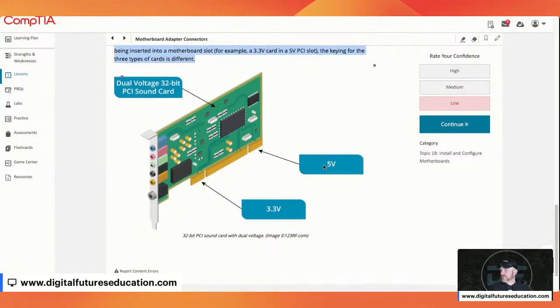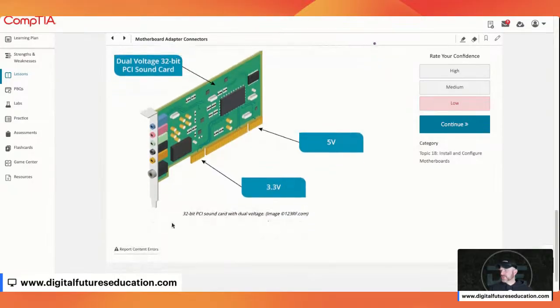So here's the breakdown. The 5 volt, 3.3 volt, and the dual voltage 32-bit PCI sound card is what this is. So it's a 32-bit PCI sound card with dual voltage.